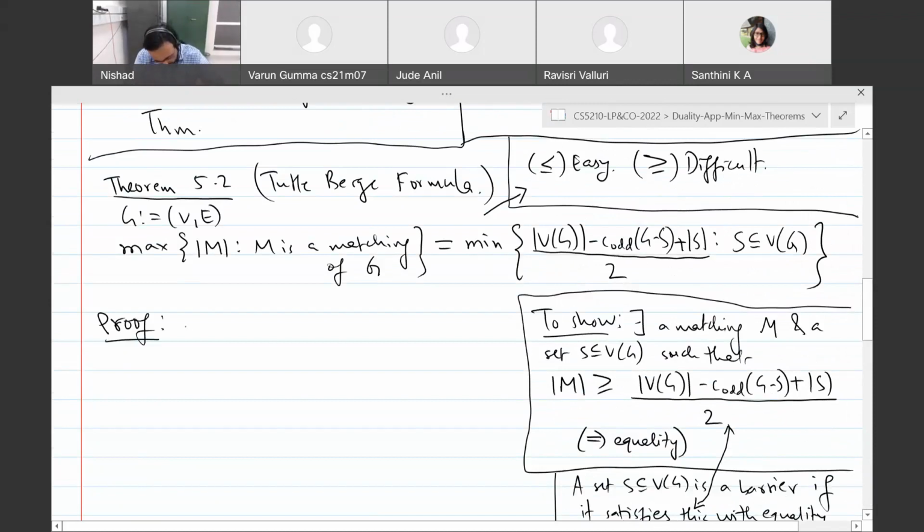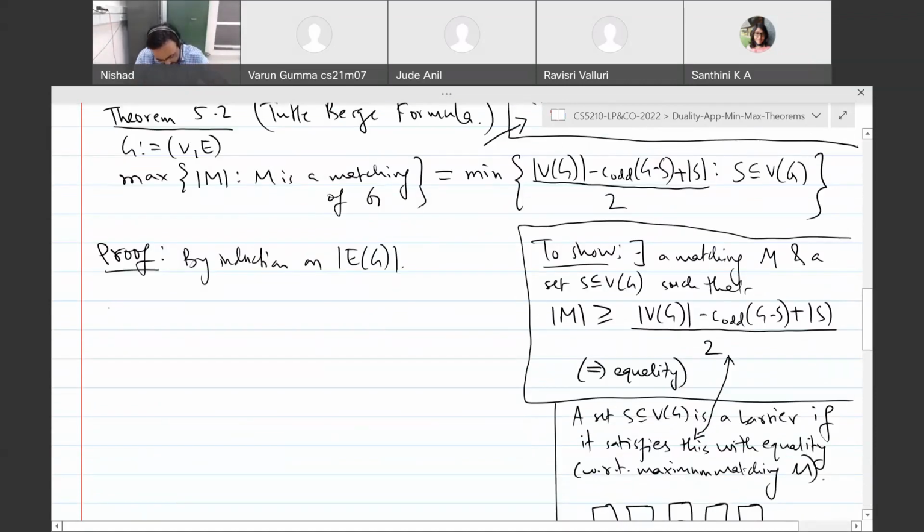Okay, so the proof is by induction on the number of edges of the graph. Okay, and let's first consider a base case, which is when there are no edges in the graph. If there are no edges in the graph, then the size of the maximum matching is exactly 0 because it is the empty set, right? And consider S to be the empty set.